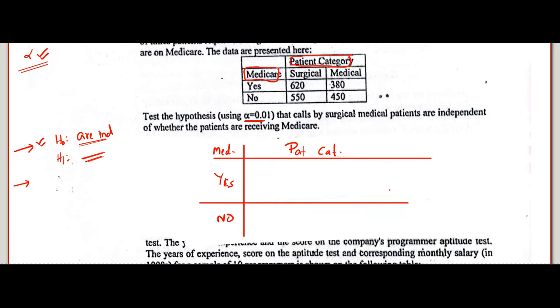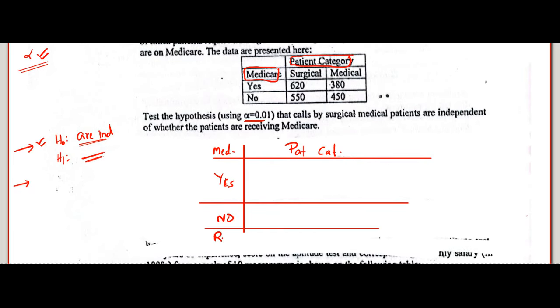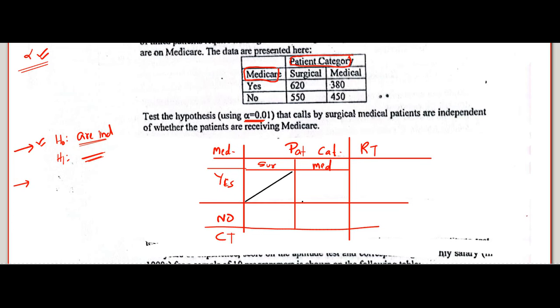Okay, and then I think you remember what to do here. We will write the column total here and the row total here. And here I can see there are 2 categories, surgical and medical. Okay, so I'm going to divide every cell into 2 parts. If you look at the previous video, I might have done it a little bit differently. Maybe the cell design is different or the method might be different, but basically we are talking about the same thing. Okay, so what is the observed value?